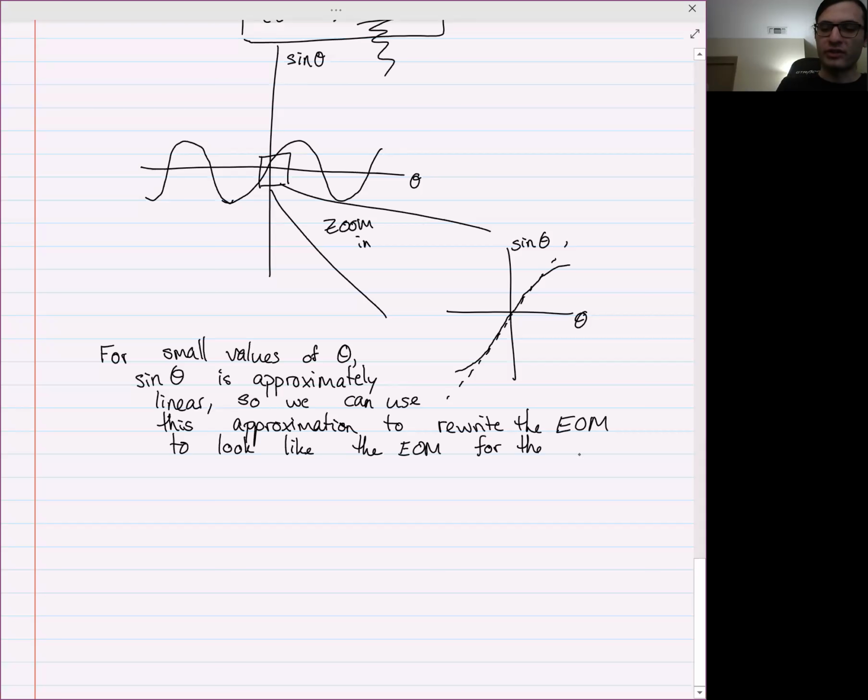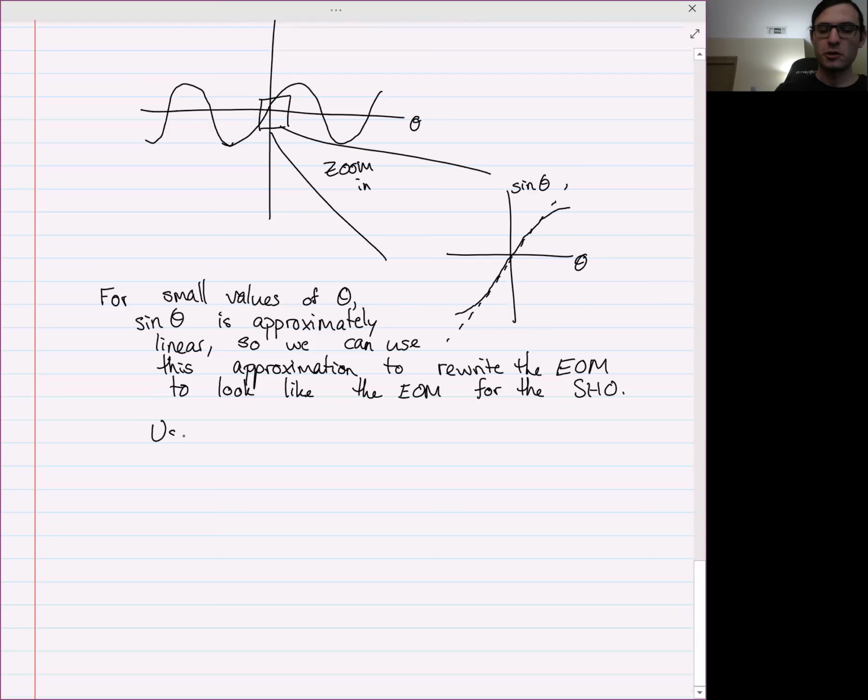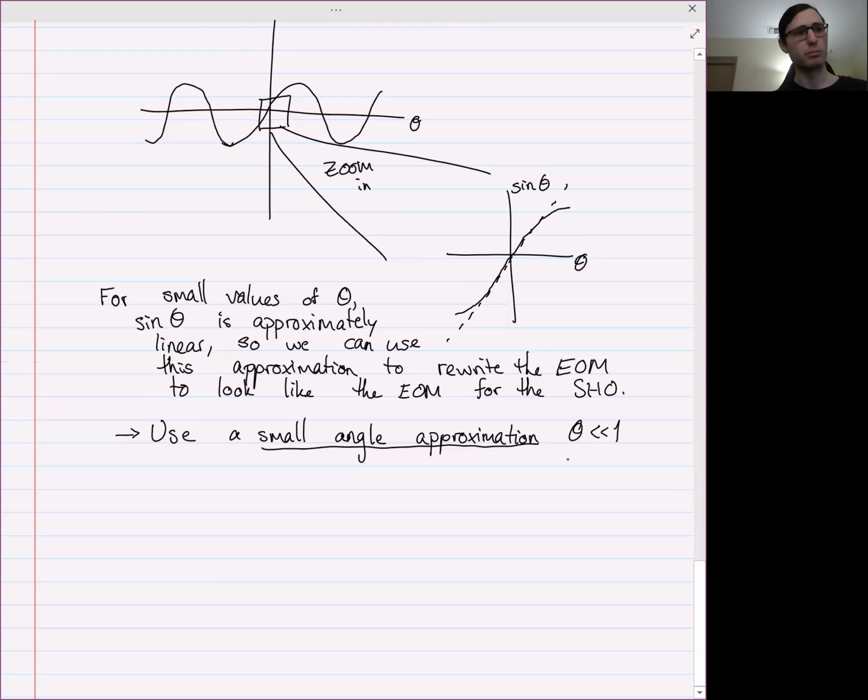Remember, the SHO is the simple harmonic oscillator, which is described by that particular equation of motion. So we need to use a small angle approximation. And this is a technical phrase. The small angle approximation has a very specific meaning, and it's often abbreviated using this symbol. We would write theta, or whatever angle it is, much less than 1. That's what this double less than means.